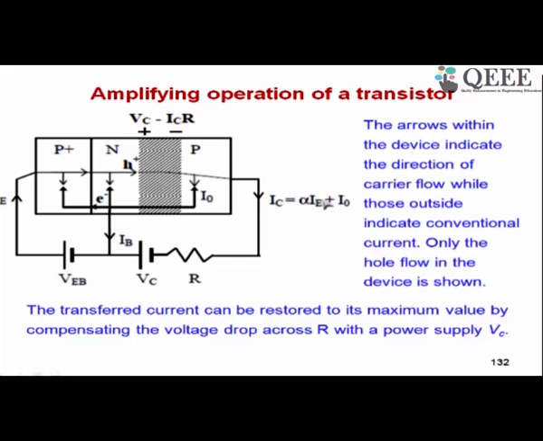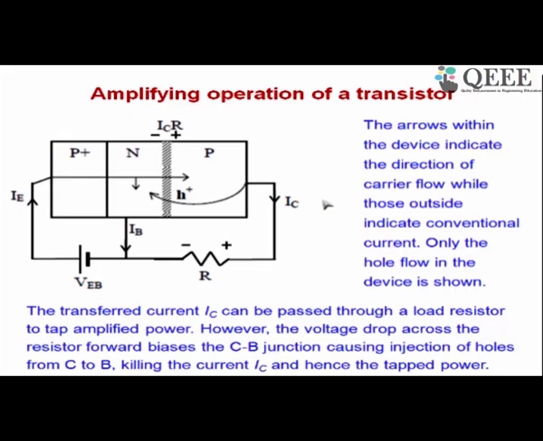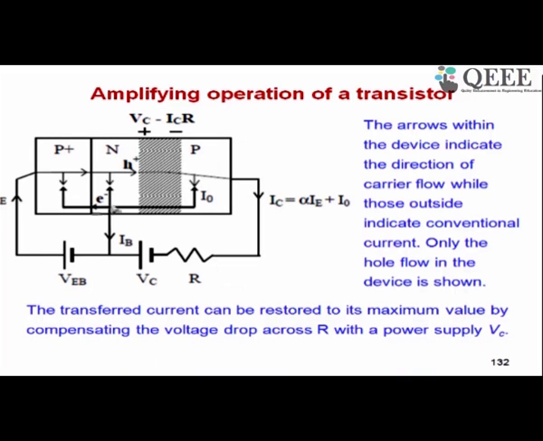As compared to this, if you had a forward bias, which was shown in the previous slide, then a large number of holes are injected from P to N, and this hole current opposes this hole current, and therefore the current is drastically cut down. Whereas if it is reverse biased, because of the application of this VC, there is a current, but it is very, very small. So the transferred current from the emitter is not disturbed very much, and you get the collector current as alpha IE plus I naught.